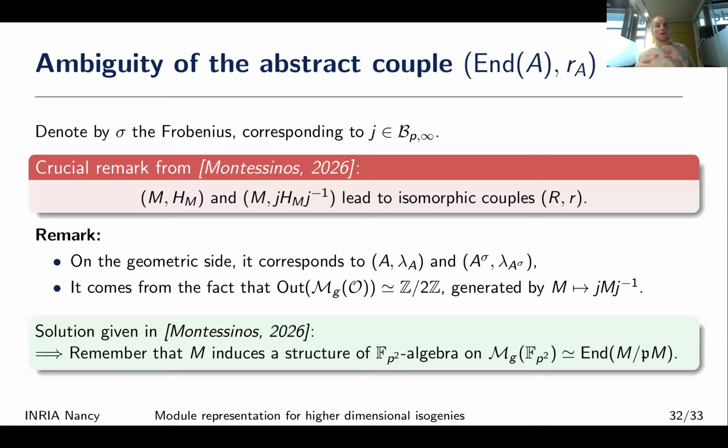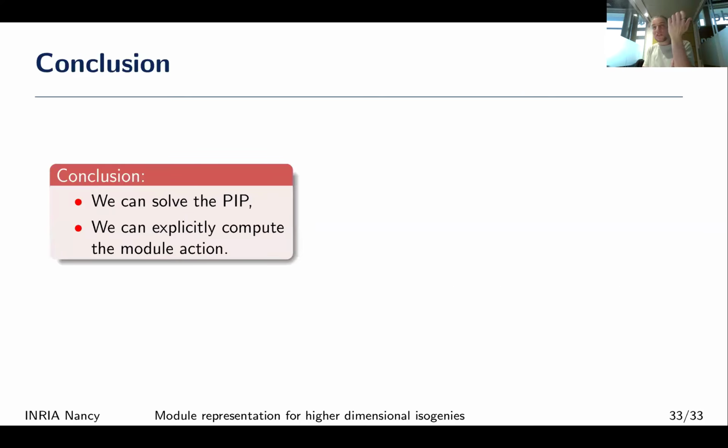The thing is, to be able to go back to the module world from a complete representation of the endomorphism ring, we need to remember how M acts on some special space, but we really have to take something more into account if we want to recover the precise Hermitian module. So that's all I wanted to talk about. I'm going to conclude now. I presented several algorithms, one that can solve the principal ideal problem, and one that can allow us to compute explicitly the module action.